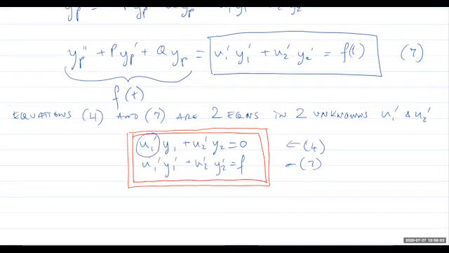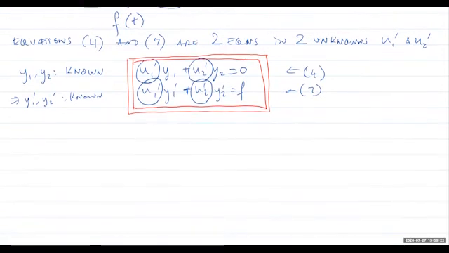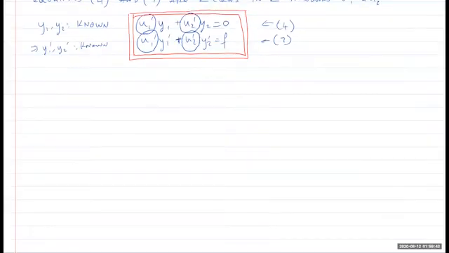Now make sure you understand that in this system, u1 prime and u2 prime are the unknowns. The rest are known. y1 and y2 are known because they came from solving the homogeneous equation. And therefore, y1 prime and y2 prime are also known by taking the derivative of y1 and y2. Now I solve this system. For theoretical purposes right now, I will use Cramer's rule. In practice, if you can solve using some other methods, then by all means do that.